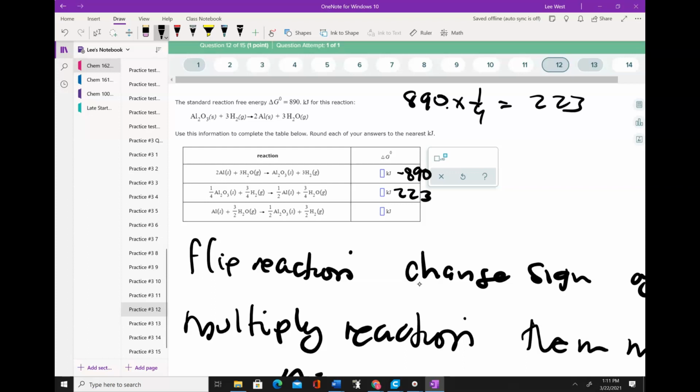Now, in this last one, it's interesting. We flipped it and we multiplied by a half. So we have to do both those things. So when I flip it, it becomes minus 890, and then I halve it, right? So it's going to end up being minus 445. Okay. So that's the only tricky one, I guess, where you do both of the operations, but it's not that difficult.